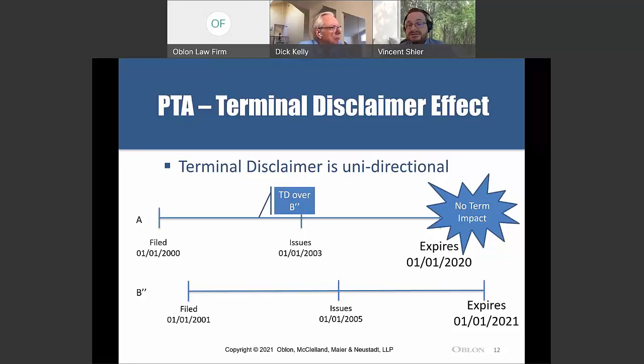So in this instance, since we're filing the disclaimer in A over B, and that was already set to expire earlier, there's no impact on the expiration dates. Both patents would still end up being granted, expiring on their original patent expiration dates. So just because there's no impact on term, it doesn't mean that an obvious double patenting problem doesn't still exist.